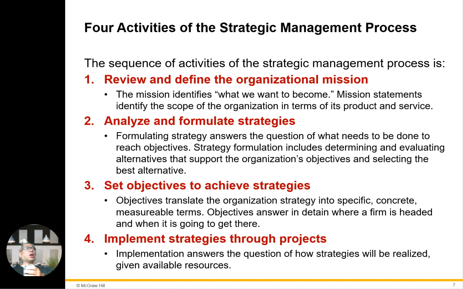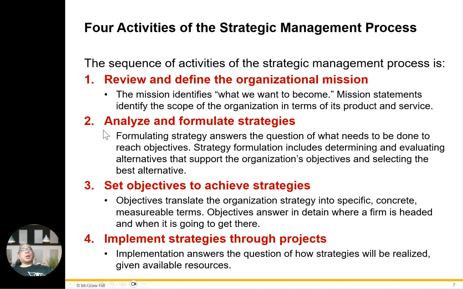Number four, there are four activities of the strategic management process. Number one, review and define the organization mission. What is the mission? The mission identifies what we want to become. The mission statement identifies the scope of the organization in terms of products and services. At the time when I was with BMO, the objective was to be the number one bond trader in the marketplace on Bay Street.